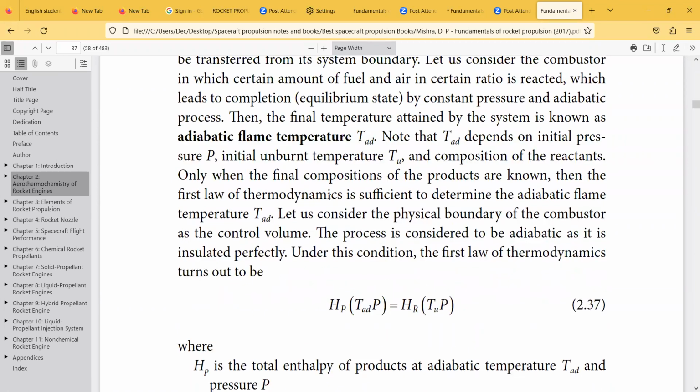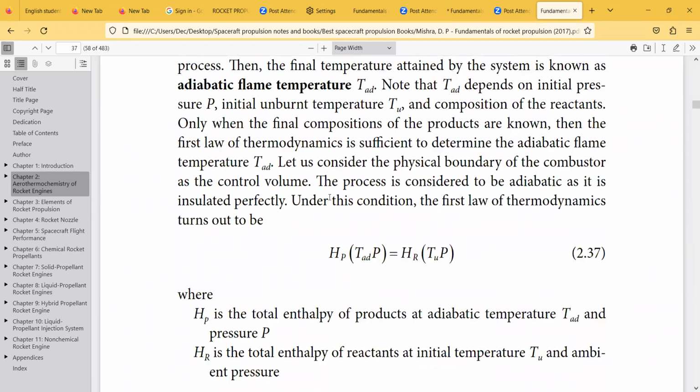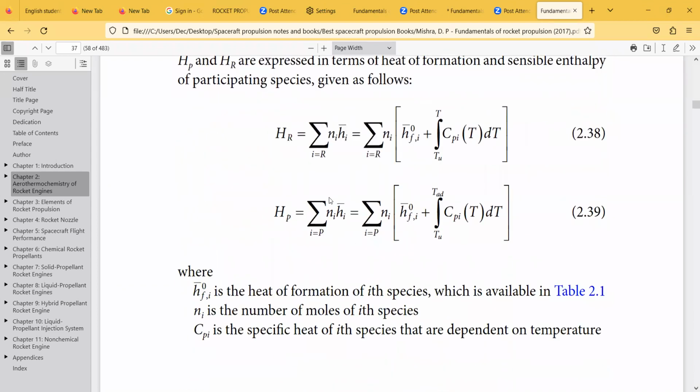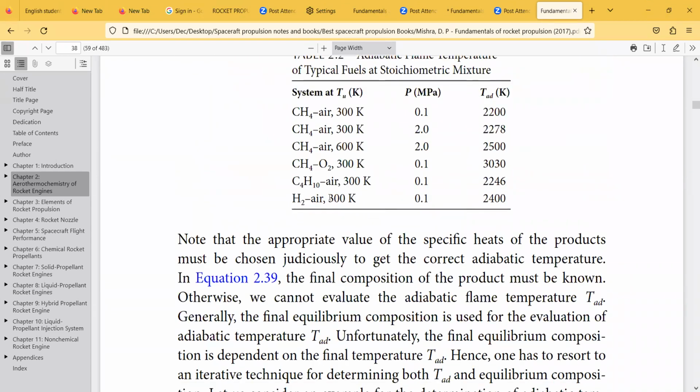What is adiabatic flame temperature? Please refer to it. What do we mean by adiabatic flame temperature?